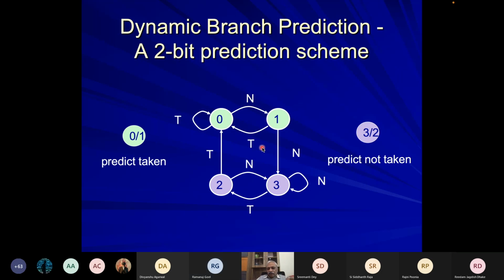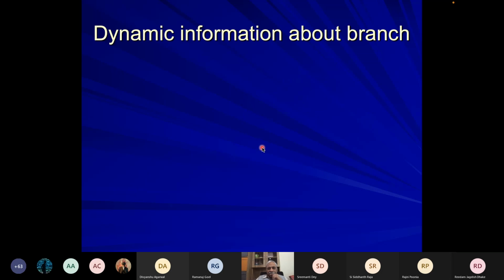Well, imagine that for each branch we have an FSM like this. So each is treated differently, for each instruction, and we are remembering this kind of history. So that actually brings us to the question of where are we keeping this information?